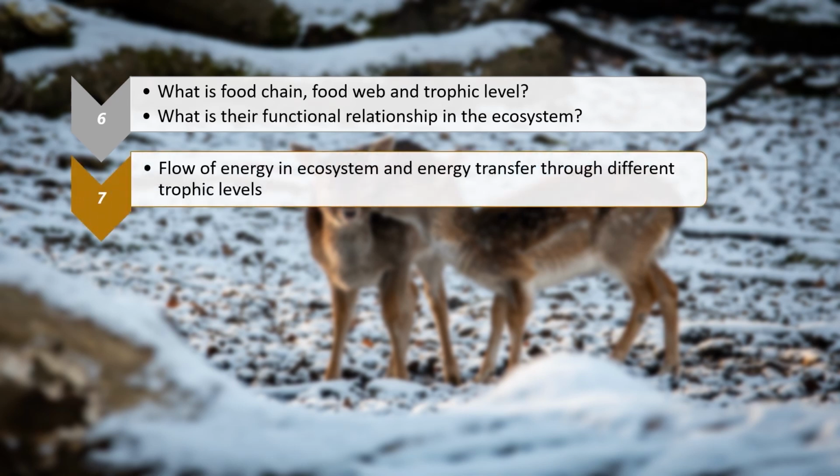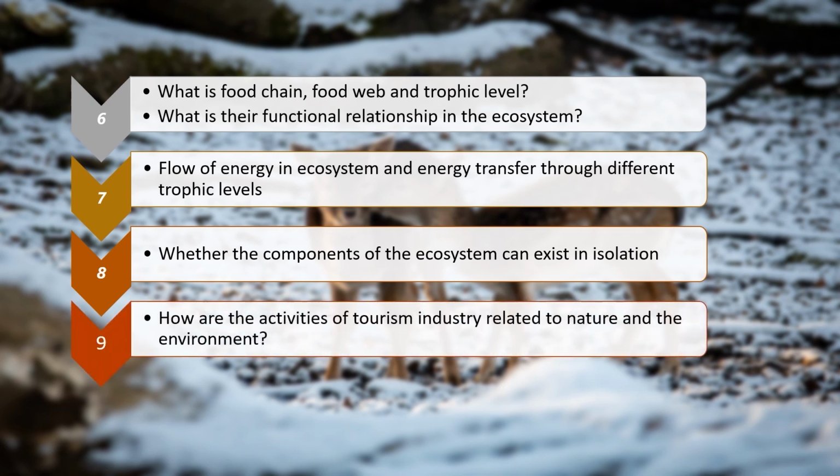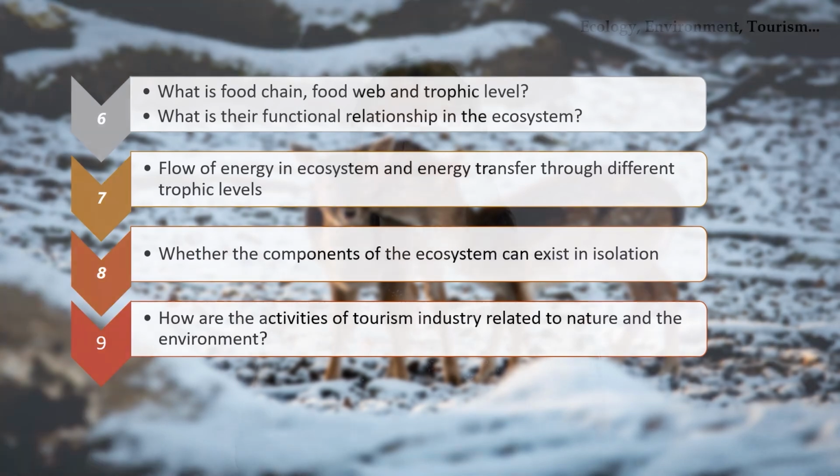The flow of energy in the ecosystem and the energy transfer through different trophic levels. Whether the components of the ecosystem can exist in isolation, and how are the activities of the tourism industry related to nature and the environment. So this chapter or this unit is divided into 3 sections.